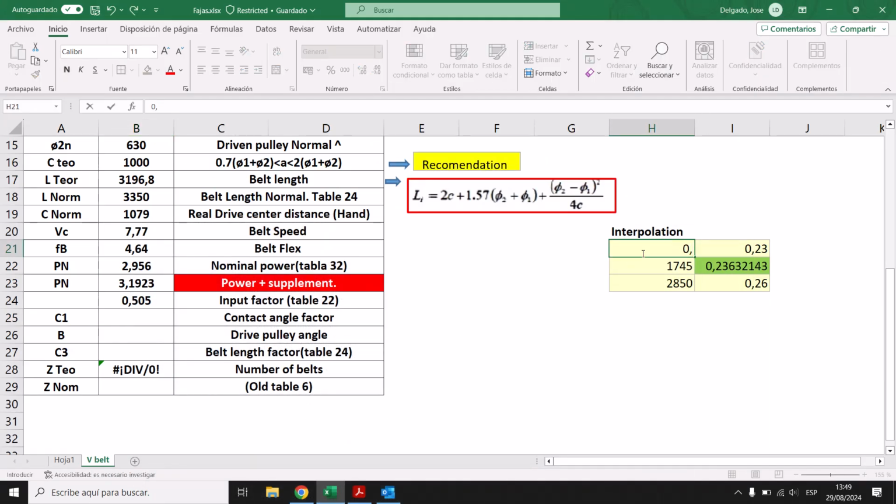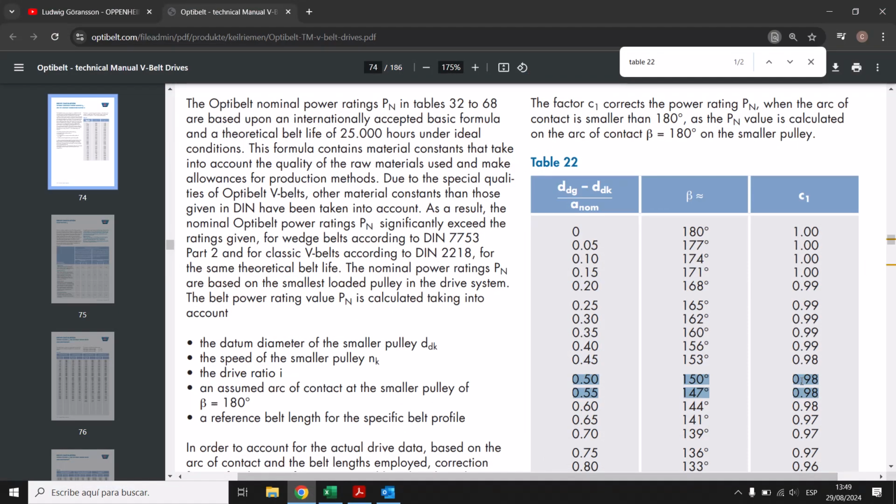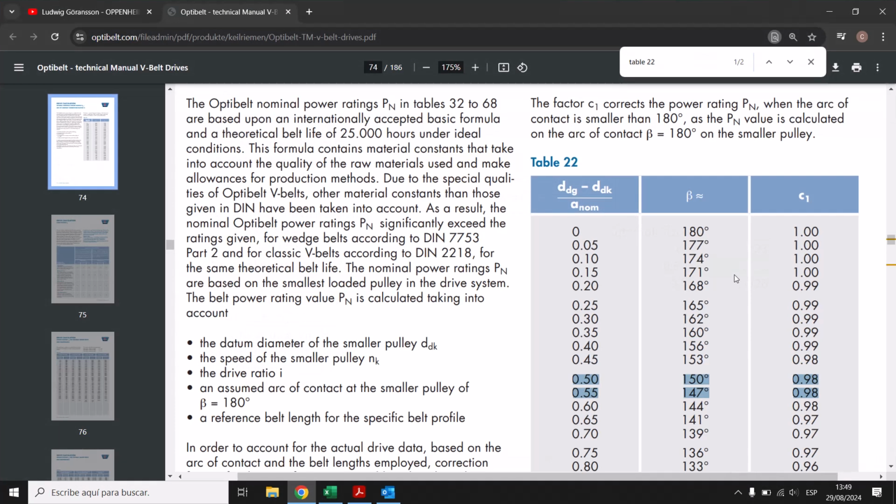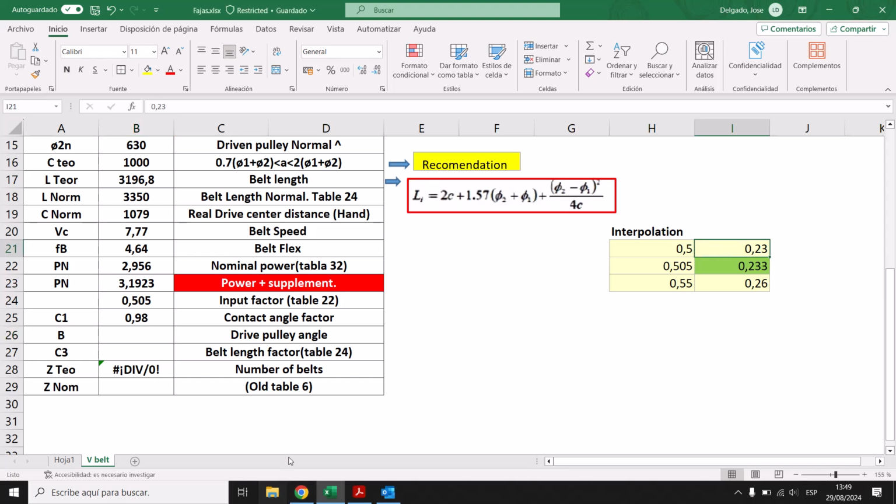As you can see, you have a lot of parts where you should interpolate. But here, 0.5 is the same, so you don't have to do it. It's the same in the case of the angle factor. It's the same in the case of the drive pulley angle. It's different, so you should do it here. So this, just put it.